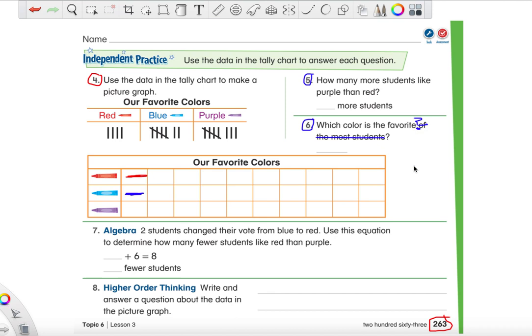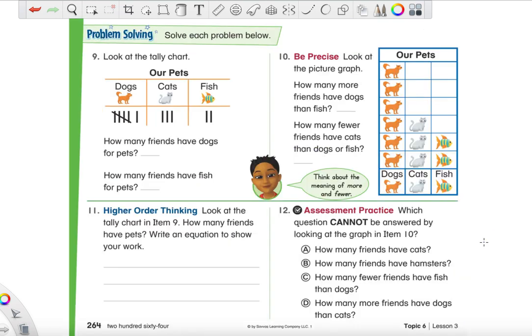I will read those questions that you will also do independently. Okay, so on this page, they did the tally chart and the picture graph for us. So we don't have to do any drawing or anything. All we're going to do is practice interpreting data. All that means is that we are going to look at the information that they give us and use that information to answer questions. That's it.